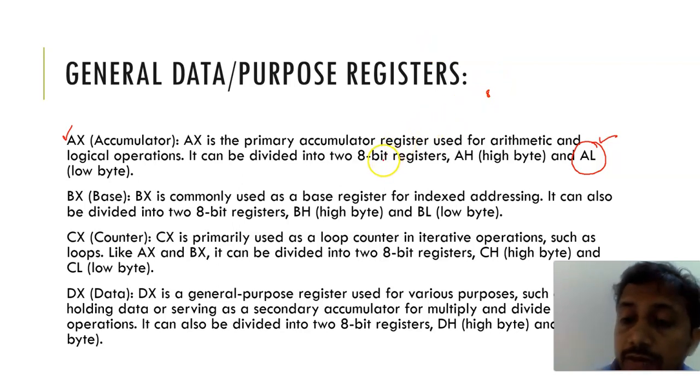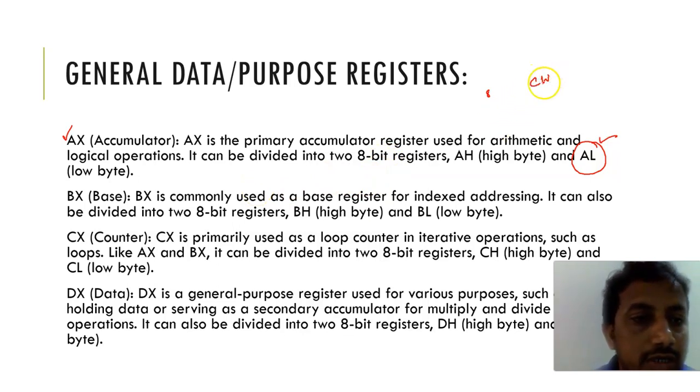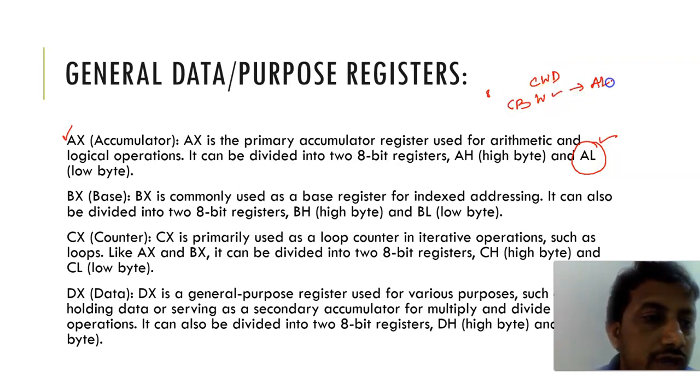The result of this multiplication is stored directly in the accumulator. If you want to use an instruction which is there in your CB, CWD or CBW, CBW, this instruction will directly take into consideration the AL register, convert it from byte to word, and it will be stored in your AX.